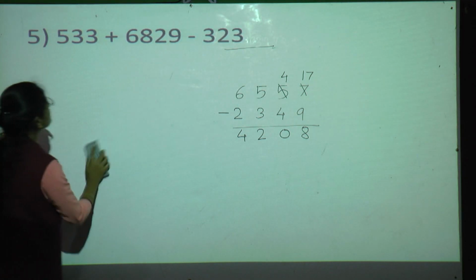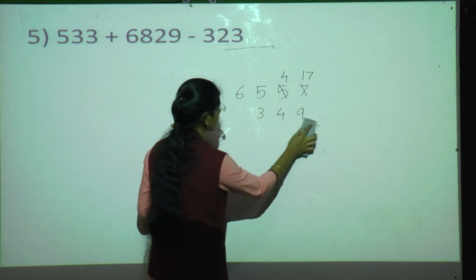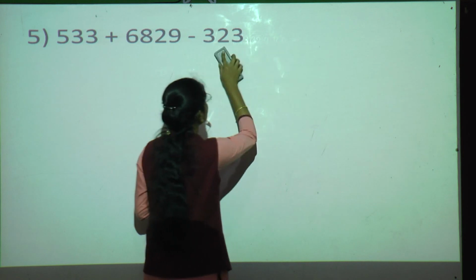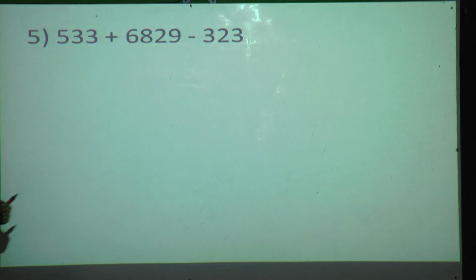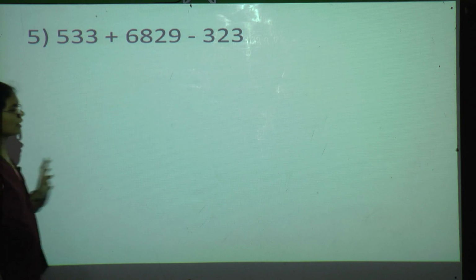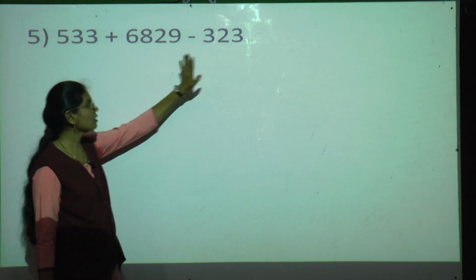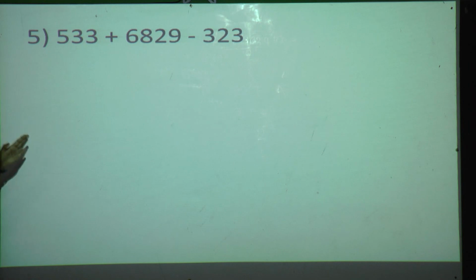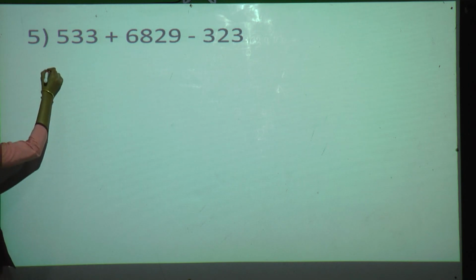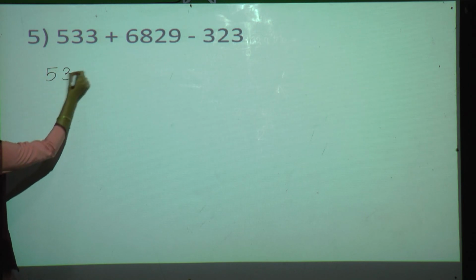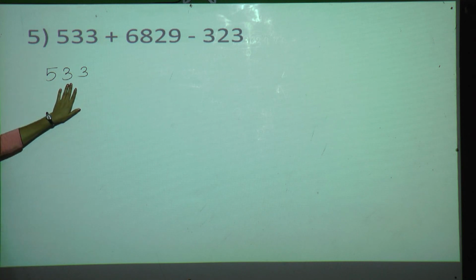The first number is 533, which is a 3-digit number. Then what is the second number? Second number is 6829, a 4-digit number, and the third number is also a 3-digit number. Then what is the rule? The first rule is the first number we have to take as it is. So write the first number as it is.